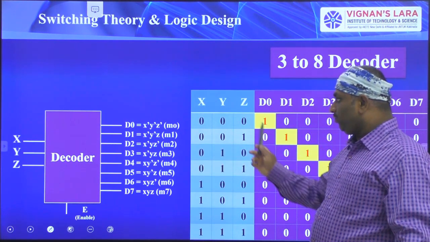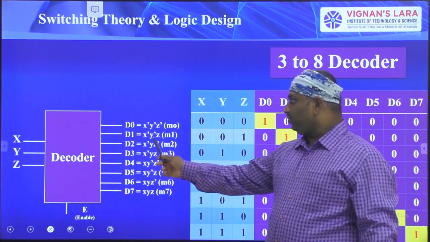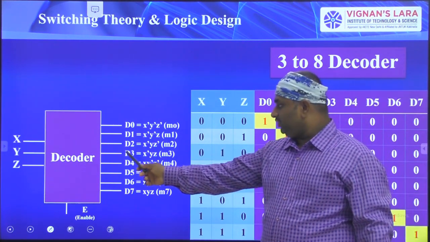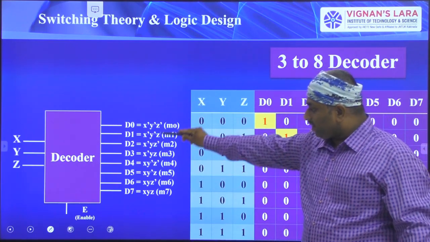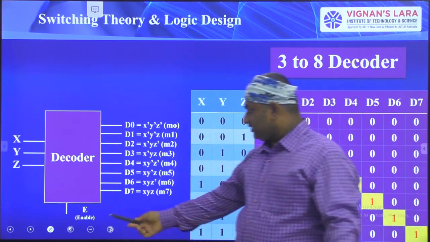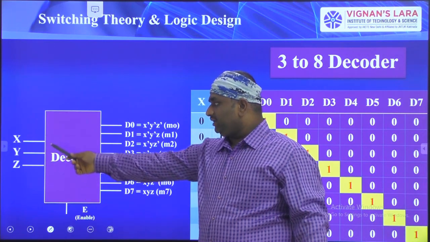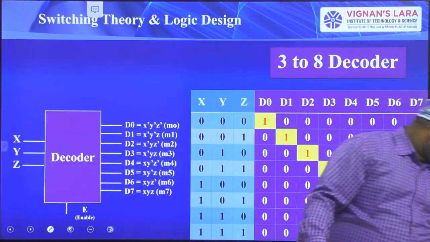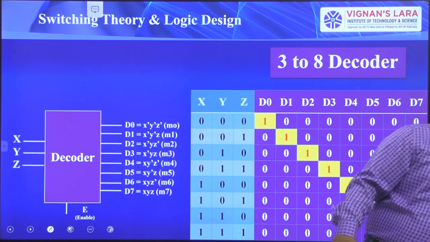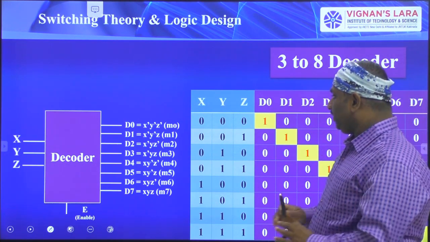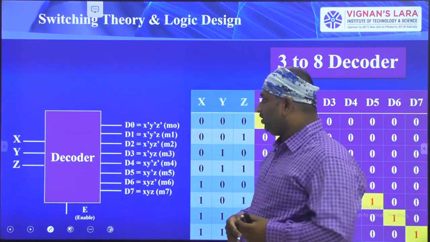D1 is equal to X bar, Y bar, Z. M2, D2 is equal to X bar, Y, Z bar. M3, D3 is equal to X bar, Y, Z. Like that we have a total of 8 output signals. Here we have 1 enable signal, 3 input signals and 8 output signals. It is very simple. You have to practice continuously.